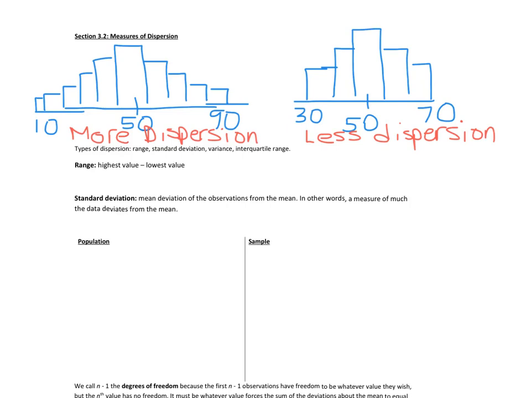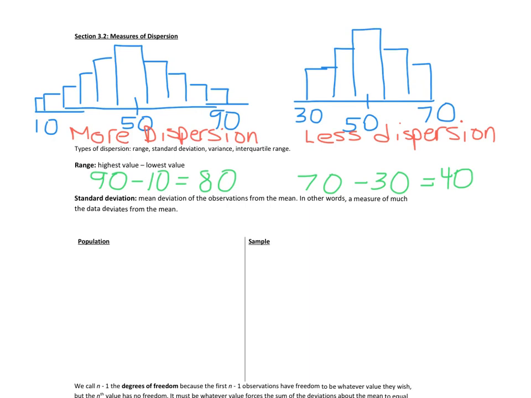So in our two examples above, the one on the left, we said the highest value was 90 and the smallest was 10. And so that range would be 80. And then the histogram on the right, max value minus minimum value, the range would be 40. Okay, so there you go.